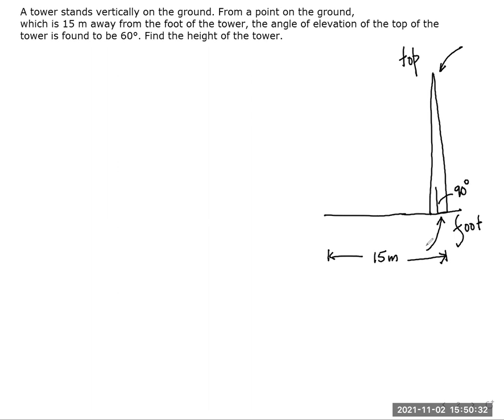The angle of elevation of the top of the tower is found to be 60 degree. Means this angle is found to be 60 degree. We want to find the height of the tower. Means this is the height of tower, H. Right, students? We want to find this height.